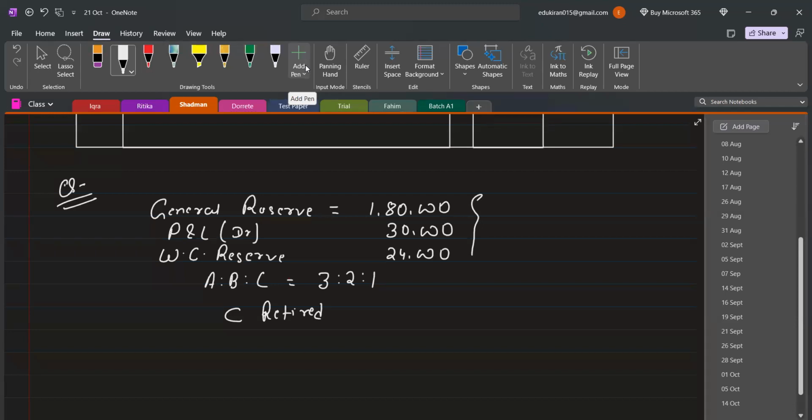You're not getting the point. I am saying that you have to write general reserve account debit 1,80,000, workman compensation reserve account debit 24,000. Total is 2,04,000. This amount will be distributed between A, B, and C. You don't have to write 2,04,000 in the journal entry. Okay, sir. I got it.